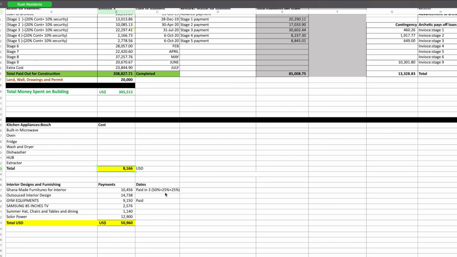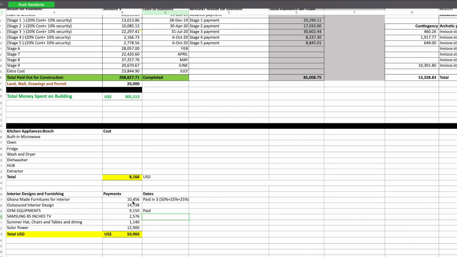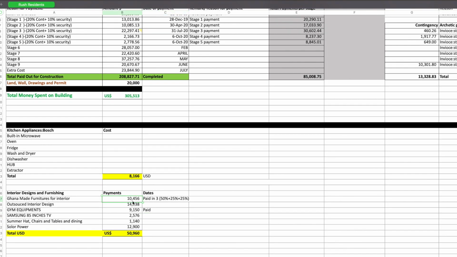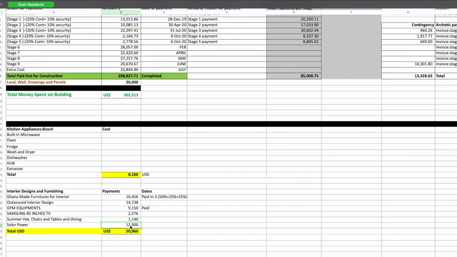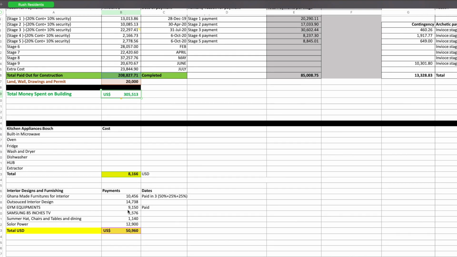And for interior design and furnishing, it was a big house, so I furnished 4 bedrooms, an office, 2 living rooms, the balcony, and all the curtains, everything is included in this. I also included the solar, which I made a video about not long ago. So you can look at the total here, and you can go through these numbers and do your own subtraction and arrive at what you prefer. But that's the amount that I spent.